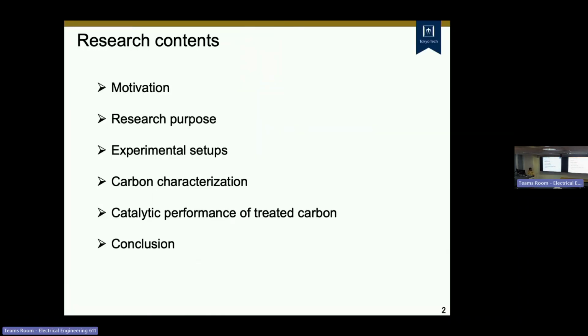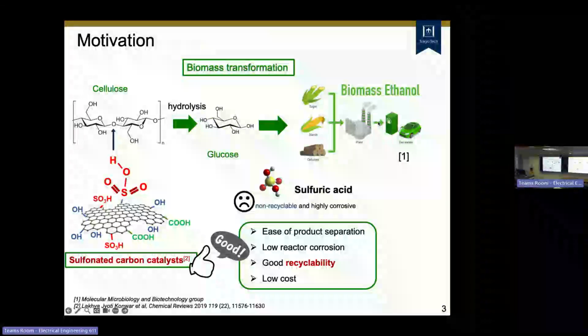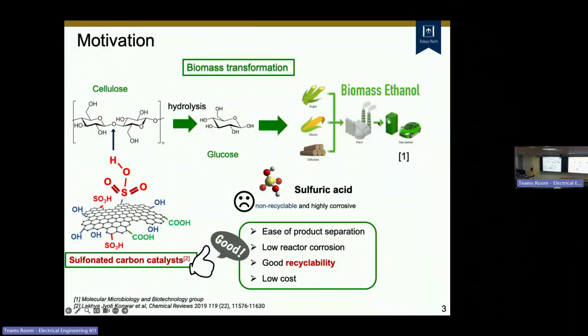So this is my today's content. And firstly, I will introduce the research background. As we all know, global warming is the most crucial problem in the world, and renewable energy is really needed. Biomass energy is one of the renewable resources, and cellulose is the most abundant and non-edible biomass in the world. Cellulose can be turned into biomass ethanol through this process with a catalyst.